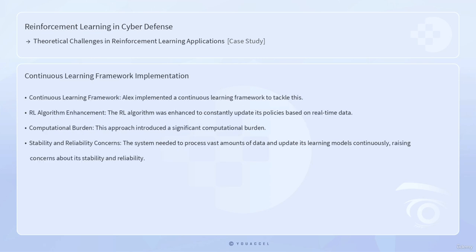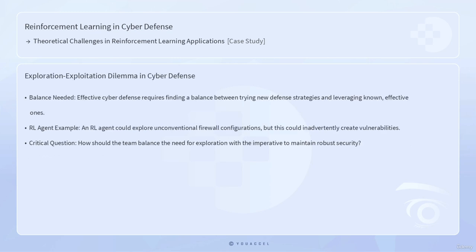To tackle this, Alex implemented a continuous learning framework. The RL algorithm was enhanced to constantly update its policies based on real-time data, enabling it to adapt to new threats as they emerged. This approach, however, introduced a significant computational burden. The system needed to process vast amounts of data and update its learning models continuously, raising concerns about its stability and reliability. Another critical issue was the exploration-exploitation dilemma.